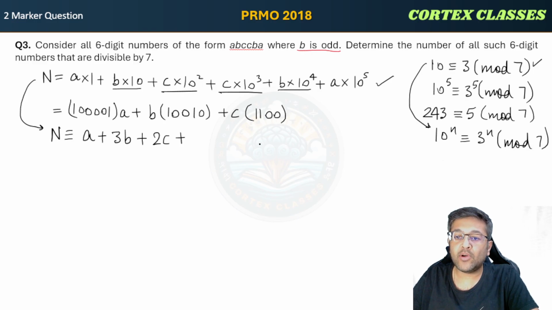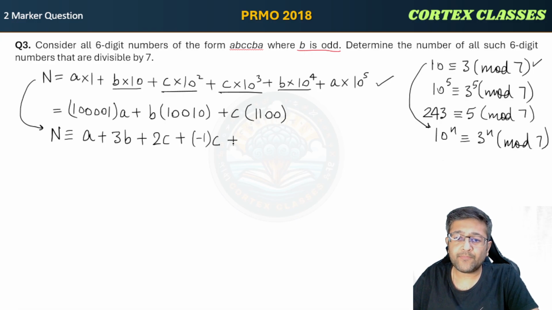Similarly 10 क्यूब होगा तो क्या होगा? 3 क्यूब 27, so 27 will give you minus 1c, or you can say 6c, right? So I can write it as minus 1c. That should be easier for us. Minus 1 times c, right? So 1000 के लिए, because 1001 is a multiple of 7, right?